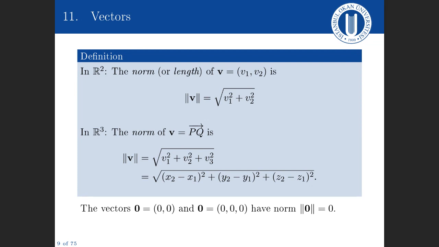The vector 0, 0 in two-dimensional space and the vector 0, 0, 0 in three-dimensional space, which we just call bold 0, have norm equal to 0. These are called the zero vectors. If a vector v is not the zero vector in either two-dimensional space or three-dimensional space, then the norm of v, or the length of v, must be strictly positive.